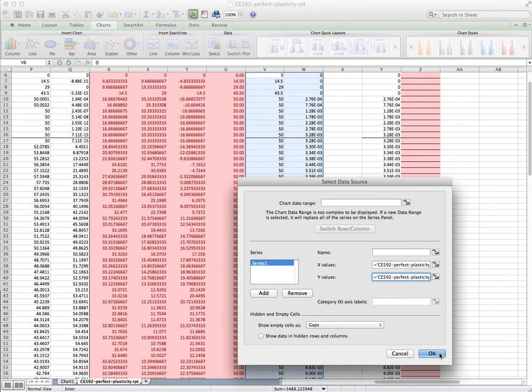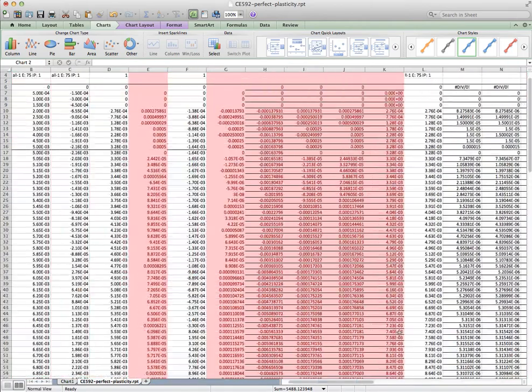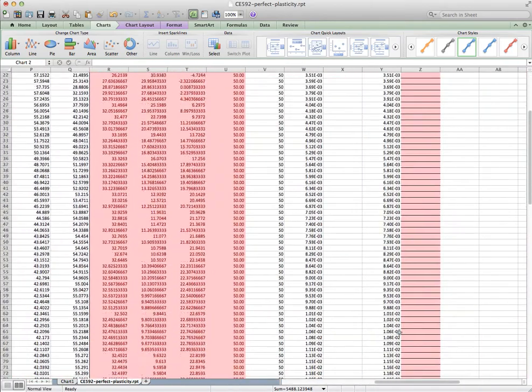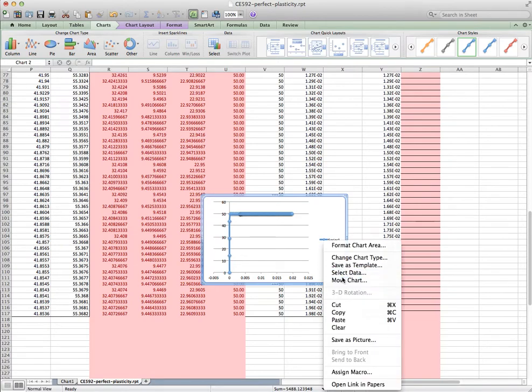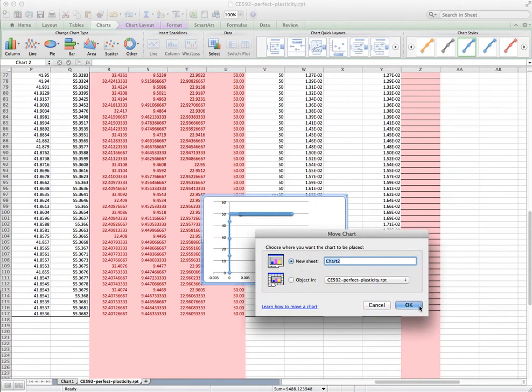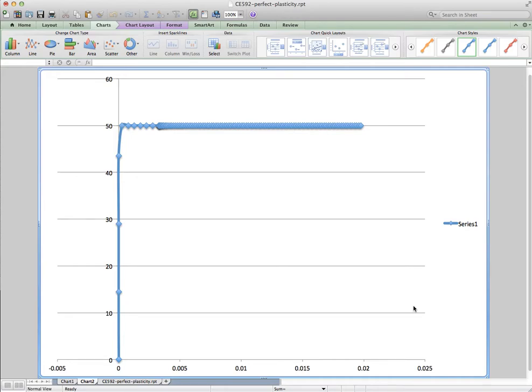And what do we have here? That is the effective plastic strain. Where did it go? There it is. That's the effective stress versus effective plastic strain. And what does it look like? It looks exactly like the perfectly plastic stress strain curve that we've input.